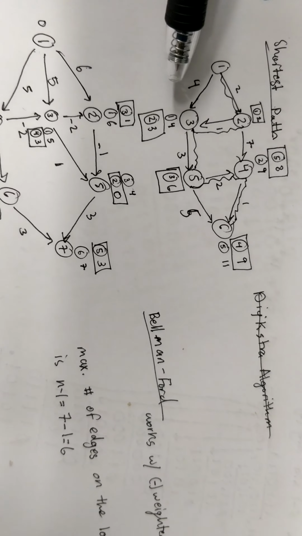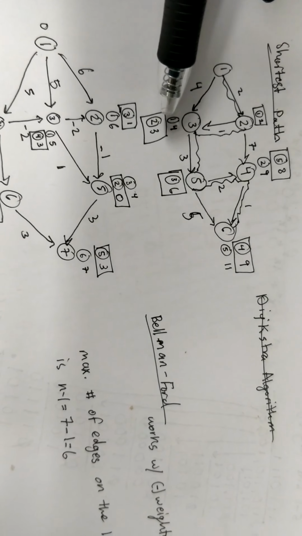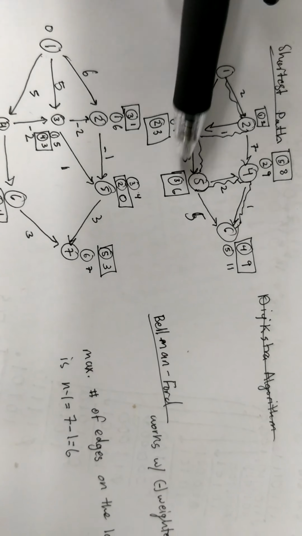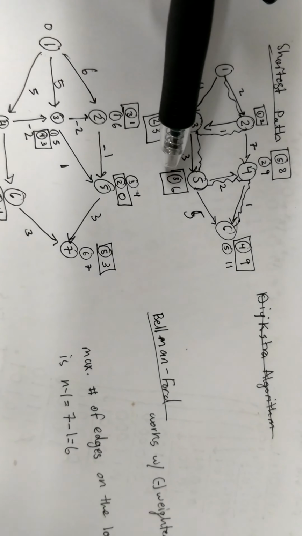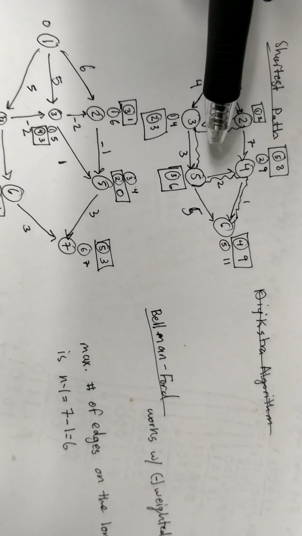Then we look at node 5, and we say, well, what are all the paths that can go to node 5? We see only one path from node 3 to 5, so we write 3 with a cost of 3 plus 3, which is 6.